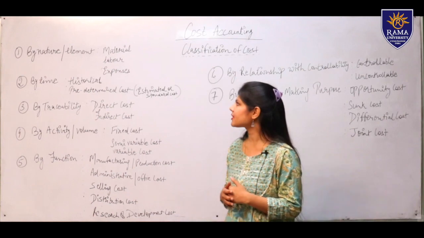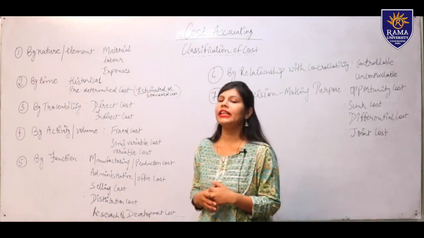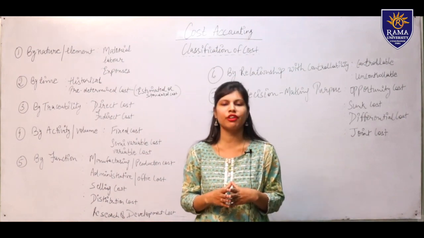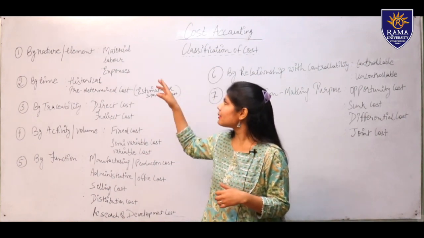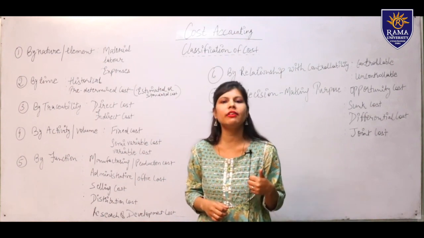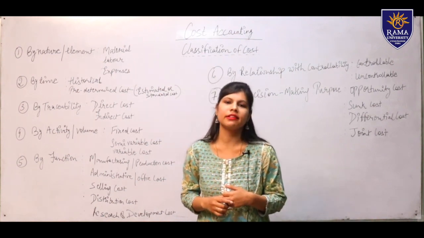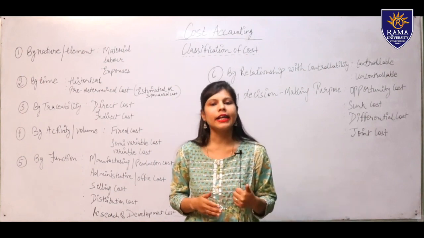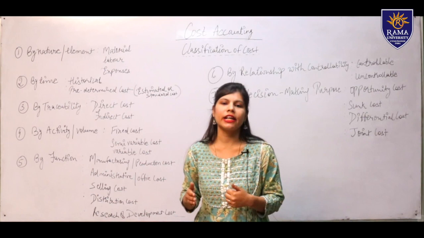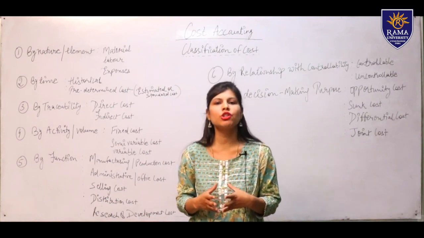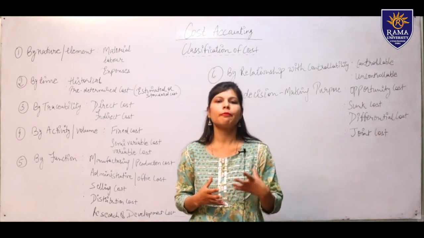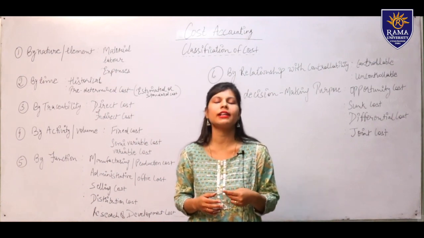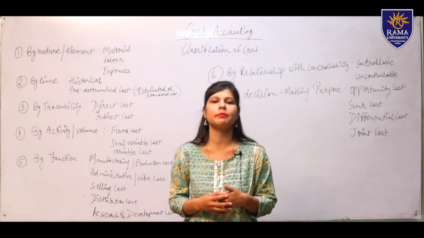Let's start with our first head, classification by nature or element. Now this is the most simple classification of cost. It can be categorized in three categories: material, labor and expenses. Material can be classified further in two categories, that is direct material and indirect material. Material is something which is used to produce the finished product, and we can classify it into two categories, that is direct material and indirect material.